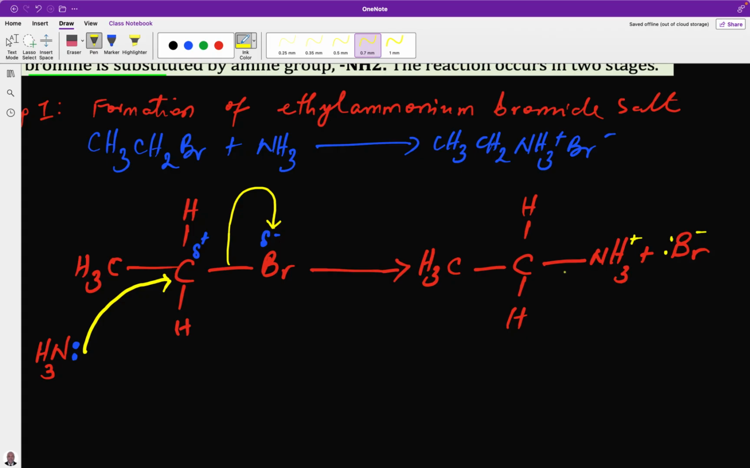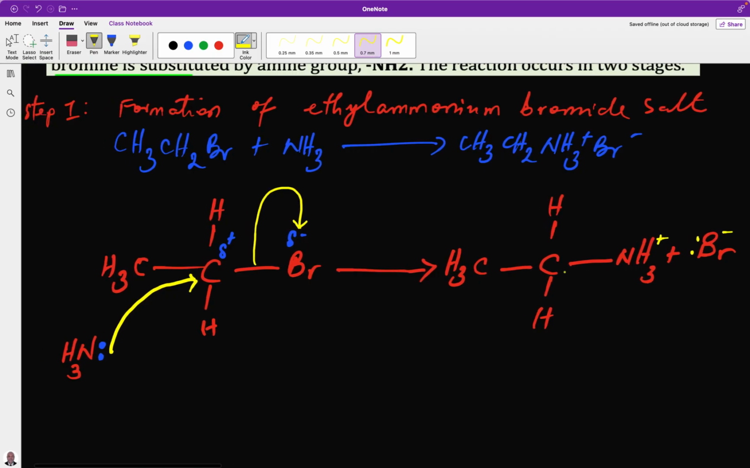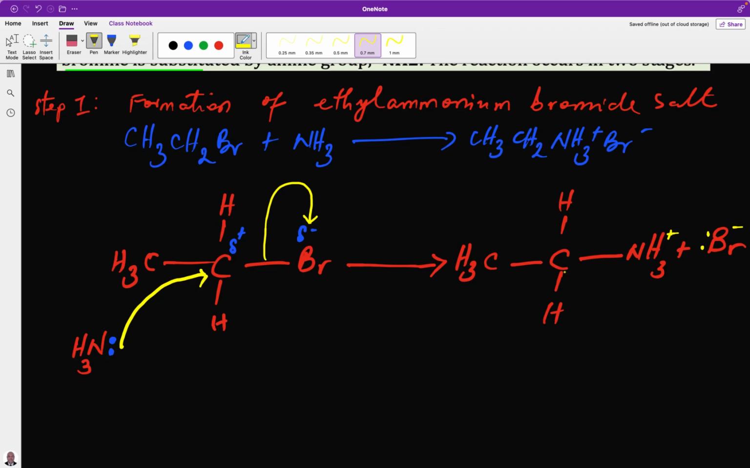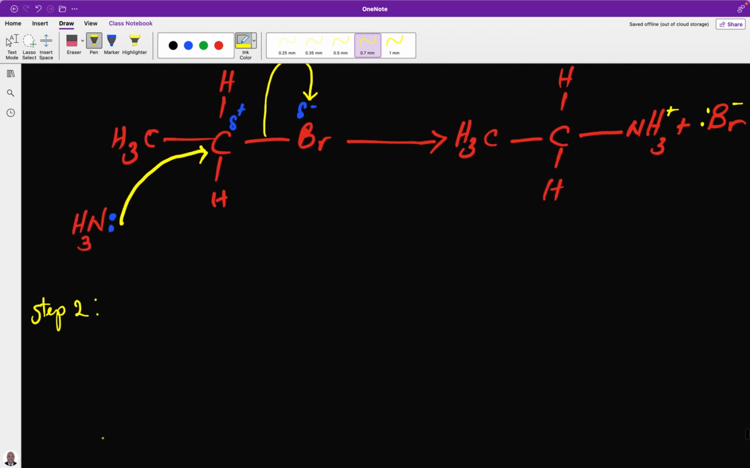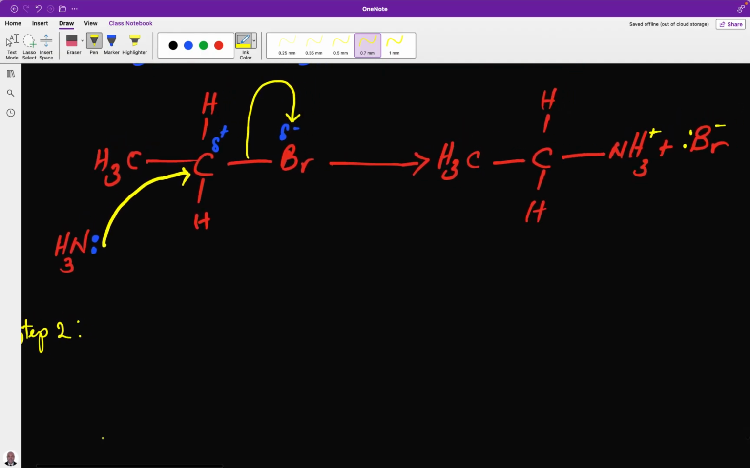Step 2. This is step number 2. What happened in step 2? In step 2, there is formation of ethylamine.